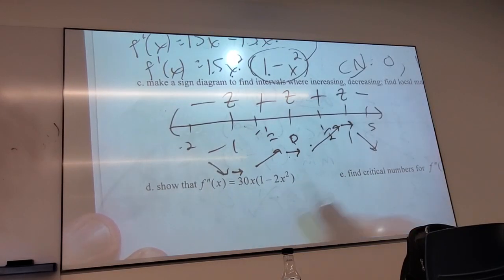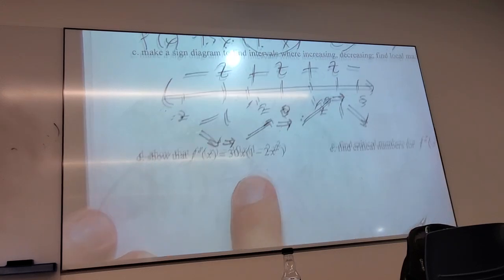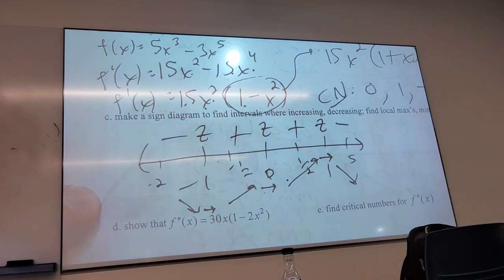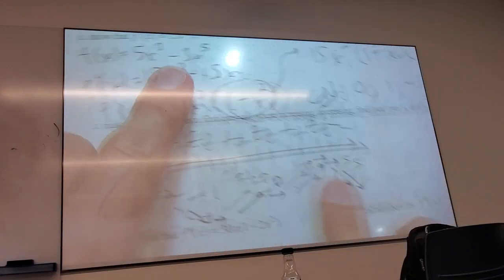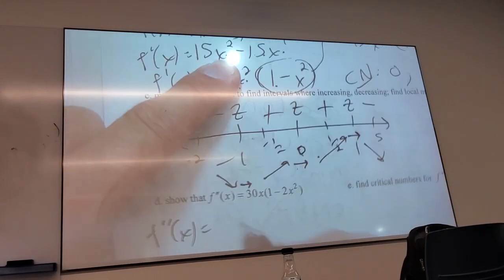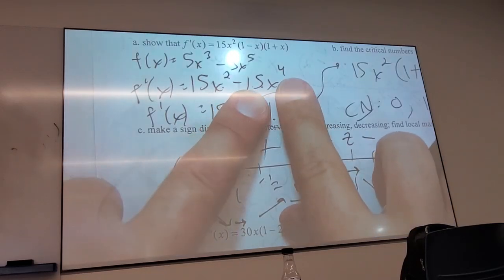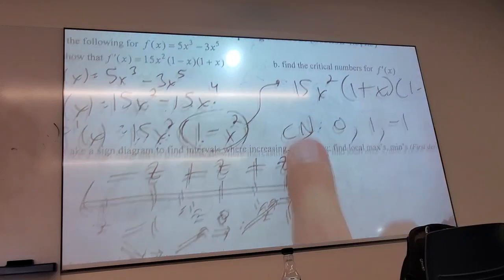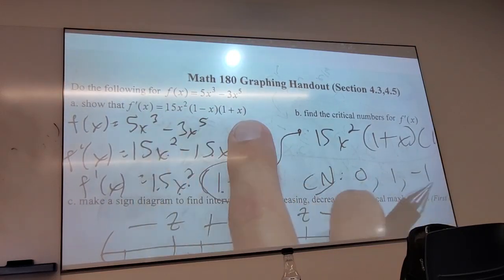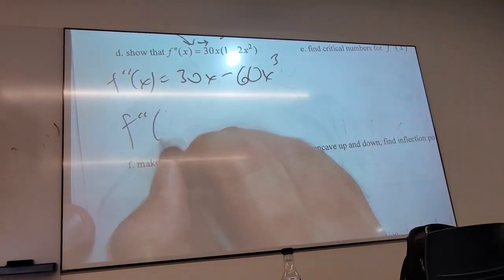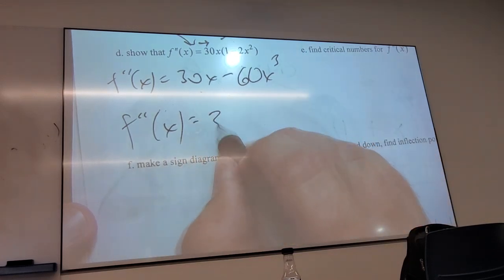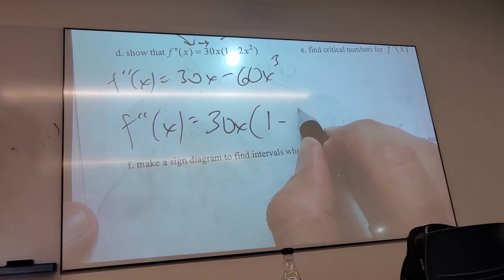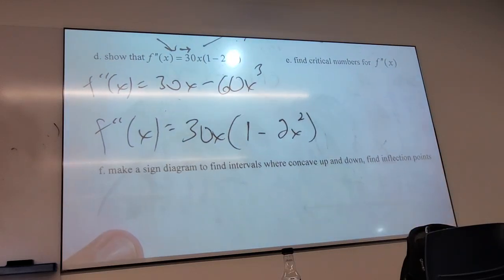Second derivative, let me see what time it is, okay. Let's do one more step here, then we'll call it a day. I'm gonna start here when I do the second derivative. So that would get 30x minus 60x cubed. Much nicer than doing a triple product rule. Then if I factor this, I get, what comes out? 30x times 1 minus 2x squared.